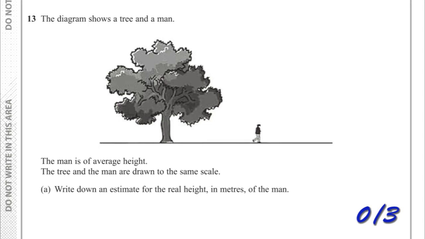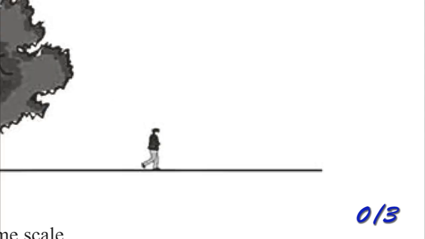Now it says write down an estimate for the real height in meters of the man. Because they're basically saying write down an estimate of the real height in meters of a man. What's the average height of a man? Now this question is actually quite generous. In the mark scheme they allow you to have the height of a man anywhere from 1.5 meters all the way up to 2 meters.